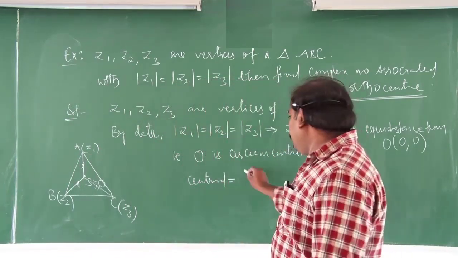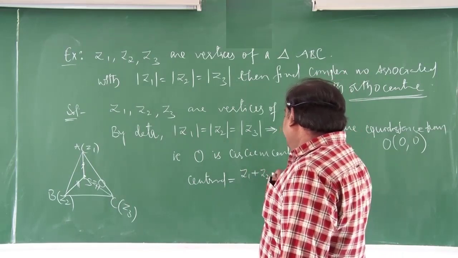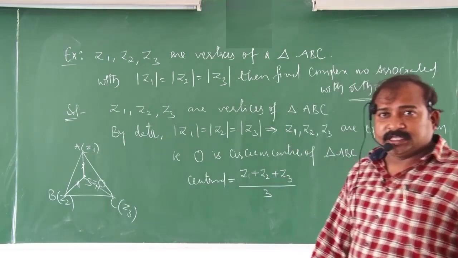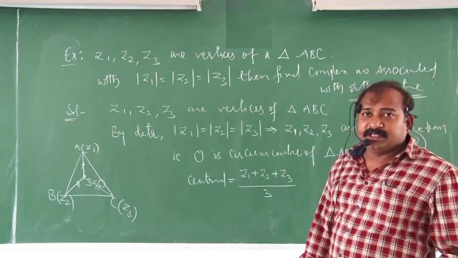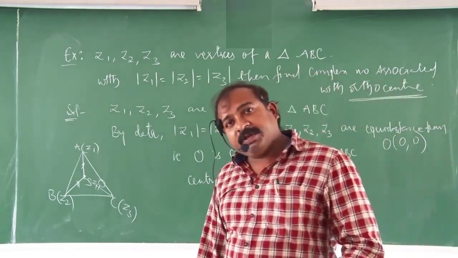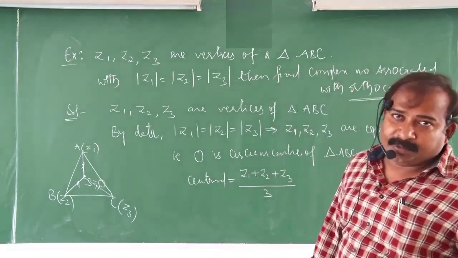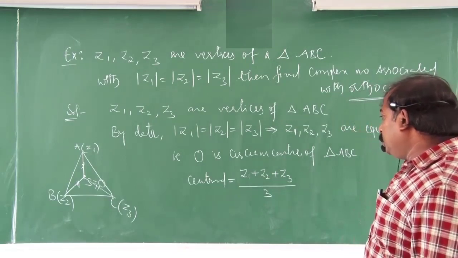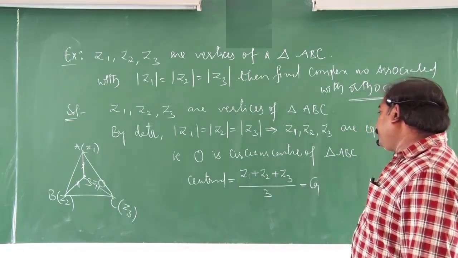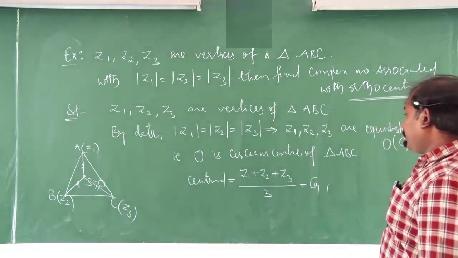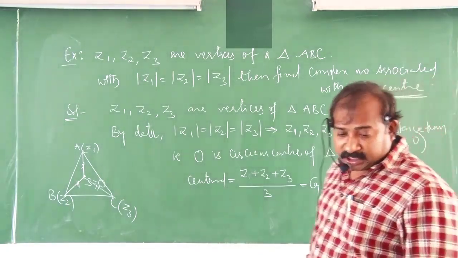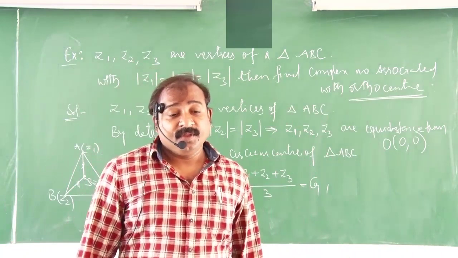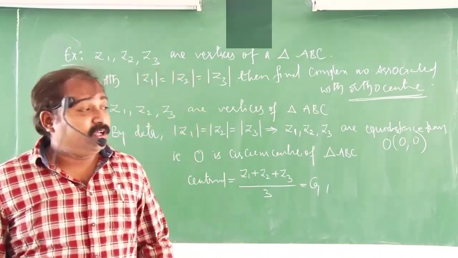What is the centroid formula? z1 plus z2 plus z3 whole by 3. Since centroid means, in general, x1 plus x2 plus x3 by 3 comma y1 plus y2 plus y3 by 3. Of course, in the complex form you can mention it as z1 plus z2 plus z3 by 3. So centroid G. If you know the circumcenter and centroid, can we find the orthocenter? What is the orthocenter formula we can apply?